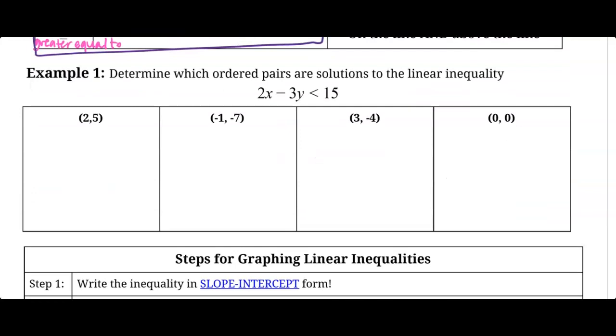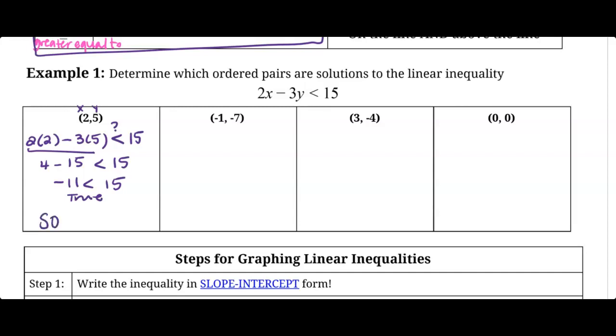So when we look at this example here, we're going to determine which ordered pair is a solution to the linear inequality. All we're going to do is plug in for x and y in our inequality. So we're going to have 2 times 2 minus 3 times 5, and we want to see, is that less than 15? When we simplify this, we get 4 minus 15, and then negative 11 is less than 15. Since that is a true statement, negative 11 is indeed less than 15, this is a solution.